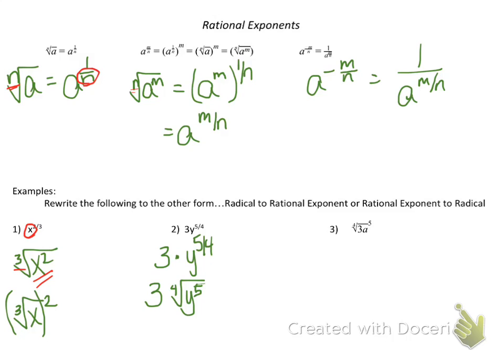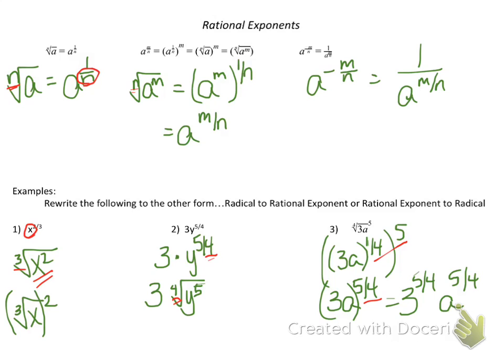So again, the 4 is my denominator, so that's going to be my index, and then I have y to the 5th. The last one, the 3a is all of that inside the radical, so that's going to be 3a to the 1/4, and then of course I'm raising that to the 5th. When we multiply our exponents, we're going to get 3a to the 5/4, and then again, using properties of exponents, I could expand this slightly farther, 3 to the 5/4, a to the 5/4.